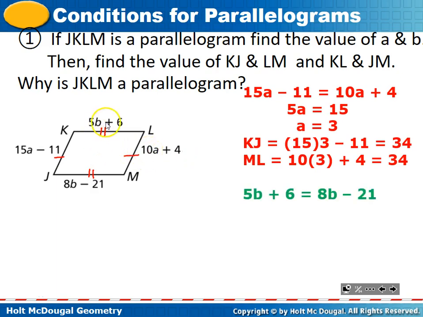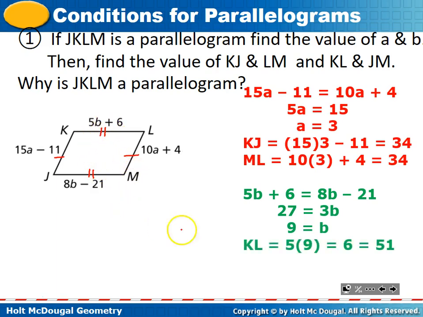Then we're going to solve for this other pair of sides. Notice that we have 5b plus 6 and 8b minus 21. Here again, we're going to subtract 5b from 8b, that's 3b, and we're going to add 21 to 6, that's 27. Divide both sides by 3, that gives us 9. So we're going to plug 9 back up here in KL, so that'd be 5 times 9. Sorry, that's supposed to be plus 6.